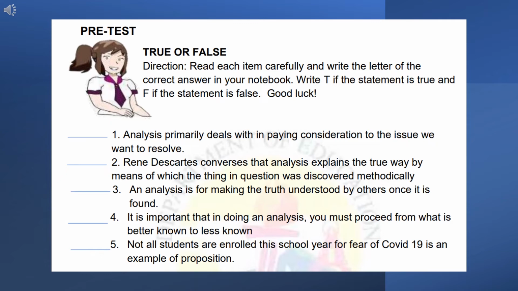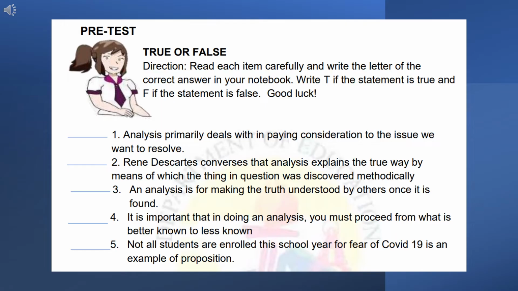Pre-test. True or false. Direction: read each item carefully and write the letter of the correct answer in your notebook. Write T if the statement is true and F if the statement is false. Good luck. 1. Analysis primarily deals with paying consideration to the issue we want to resolve.